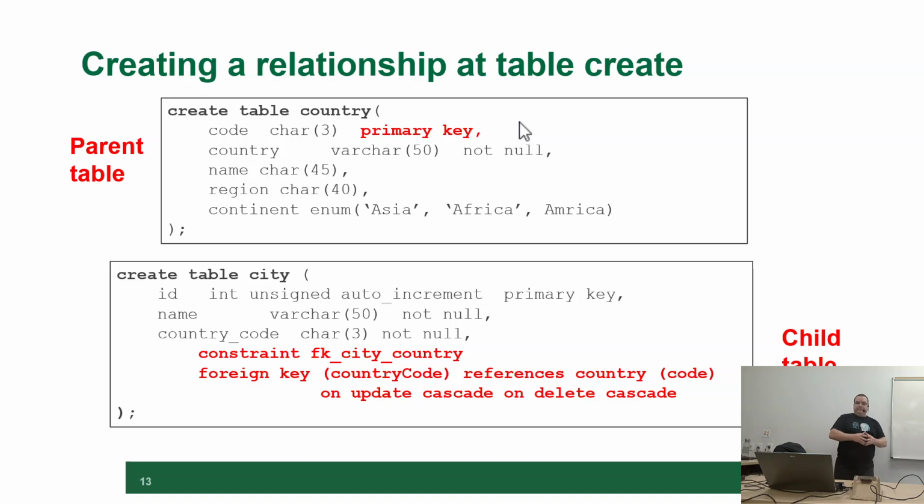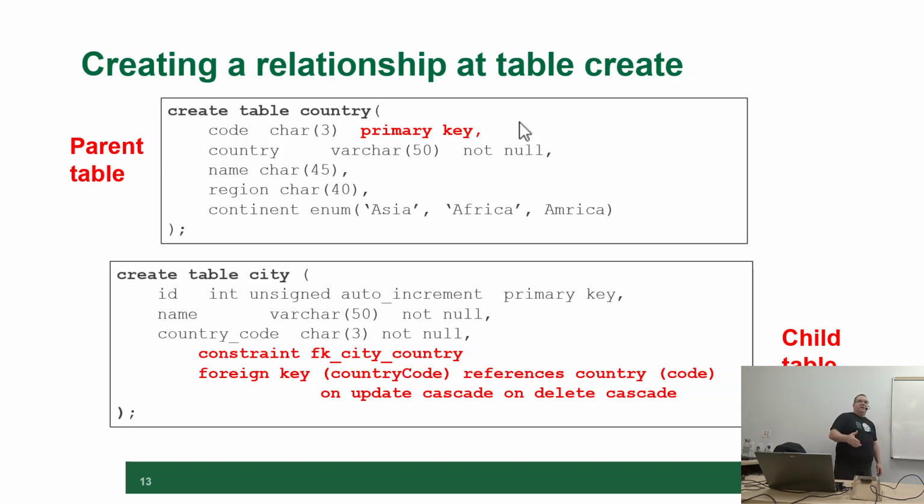So back to the country and city table example. The country code again is the primary key. I already talked about that. On the child table, you'll notice that the constraint is defined as part of the table. So after the last column is defined, you go comma, constraint. With foreign keys, you have to name them.